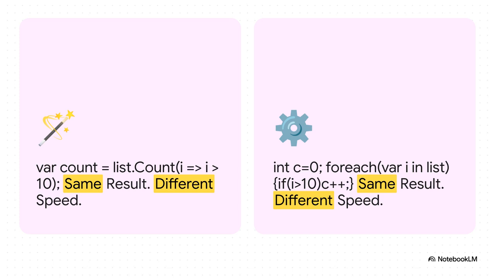Okay, so check this out. On the left, you've got this nice, elegant LINQ query, super readable. On the right, a good old-fashioned for loop. They both do the exact same thing, but when it comes to speed, they are worlds apart. Seriously, in many cases, that for loop could be 10, maybe even 20 times faster. And that's the kind of difference you'd never see unless you knew exactly how to look.